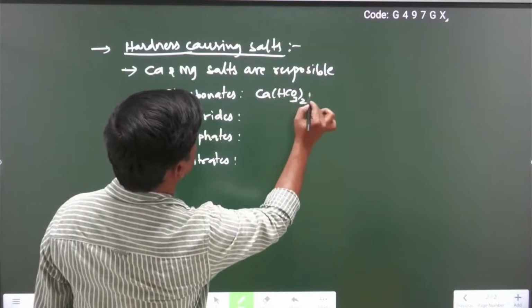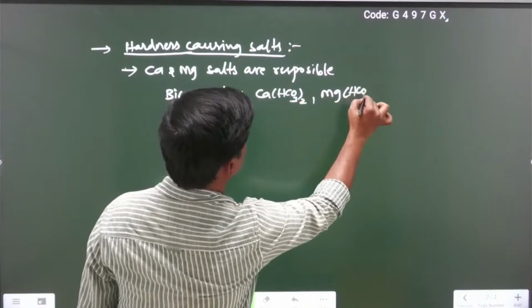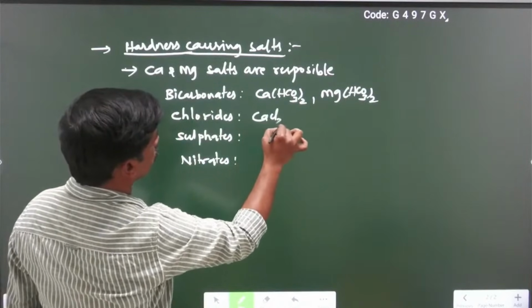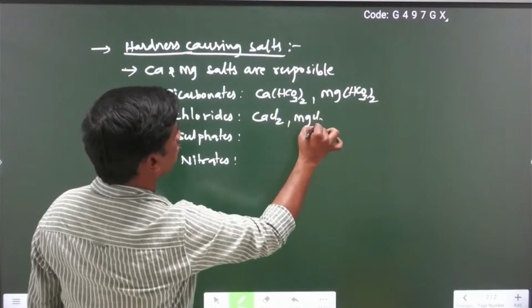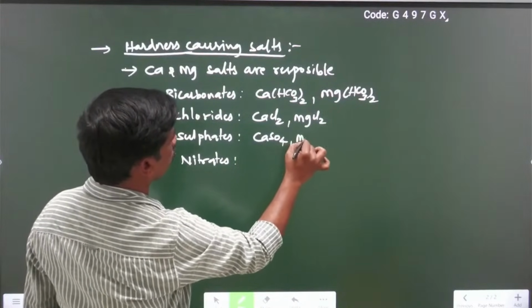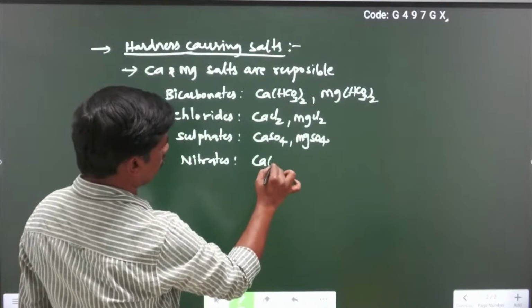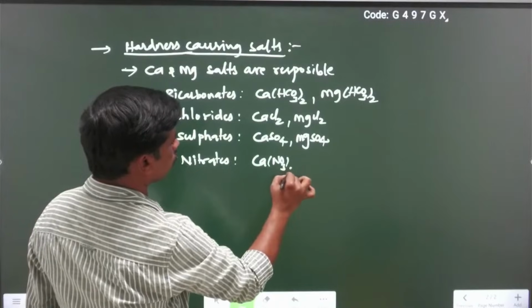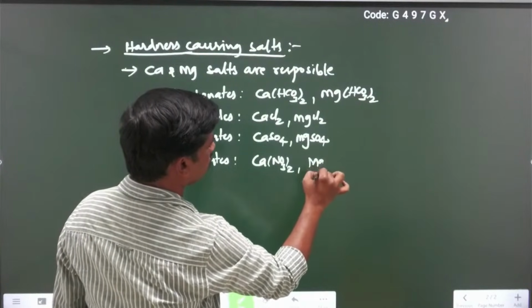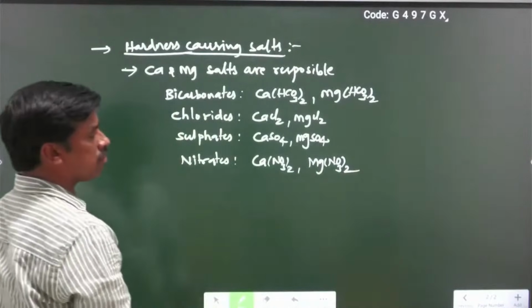Here, calcium bicarbonate Ca(HCO3)2 and magnesium bicarbonate Mg(HCO3)2. Next, chlorides: CaCl2 and MgCl2. Next, sulfates: CaSO4 and MgSO4. Next, nitrates: calcium nitrate and magnesium nitrate. These are the salts responsible for hardness.